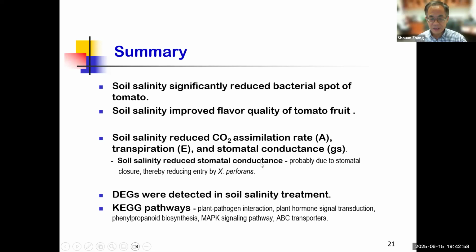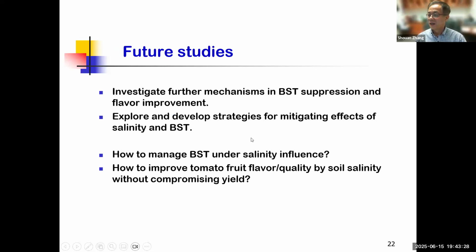Many DEGs were detected in soil salinity treatment, and also we detected many KEGG pathways involved in soil salinity treatment, including plant pathogen interaction, phenylpropanoid biosynthesis, MAPK signaling pathway, plant hormone signal transduction, and ABC transporters. Future studies should be conducted to investigate further mechanisms in bacterial spot suppression and flavor improvement, to explore and develop strategies for reducing the effect of soil salinity and bacterial spot.